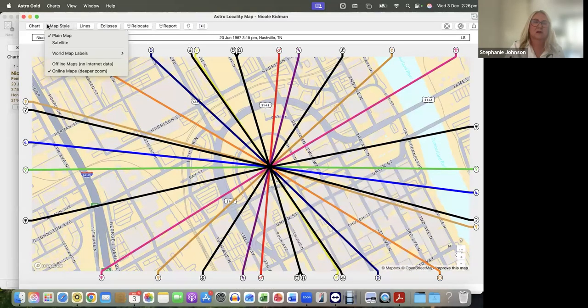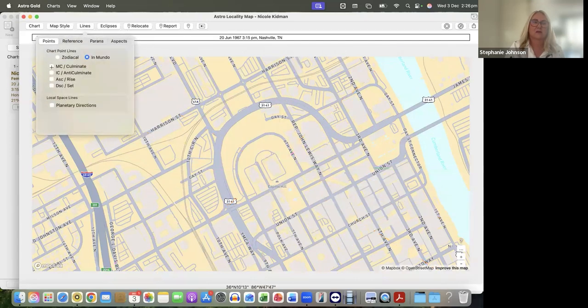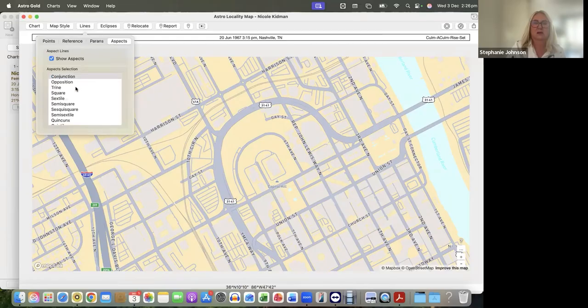So we'll go to the lines. That's the planet direction lines. I'm going to put it back onto the astrocartography and show you the other options that you've got here. So you've got parans. You can put the paran of only one point if you want. So just the parans of the moon, or you can put all of them as I've got them there. And then there's the aspects. You can actually add aspects in.